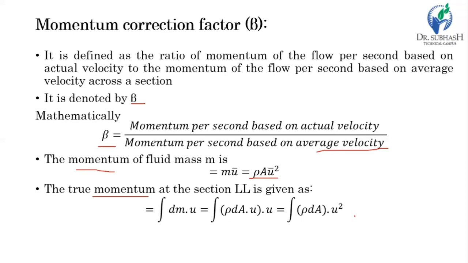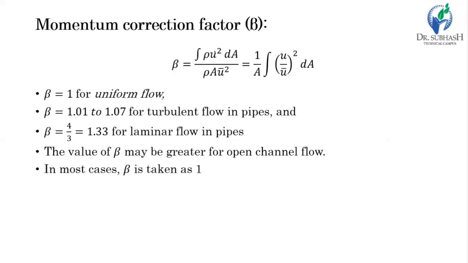Now let's derive the equation of beta. Beta is the integration of rho u squared dA divided by rho A into u bar squared. Thus we get the relation of beta like this, and the value of beta is 1 for uniform flow. It is greater than 1, say 1.01 to 1.07 for turbulent flow, and for laminar flow it is 1.33. The value of beta may be greater for open channel flow, and in most cases beta is taken as 1, as we have discussed earlier.